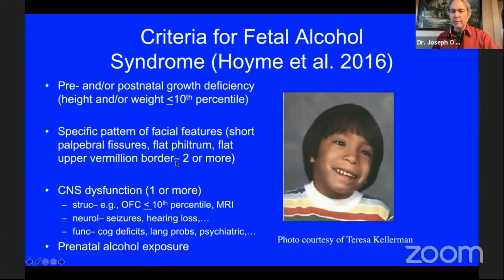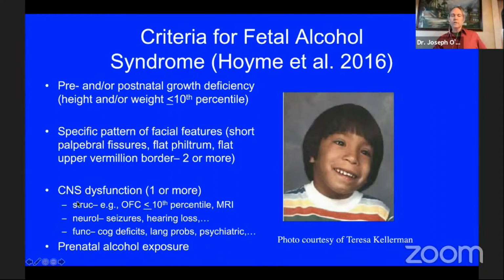The third one of these 3 facial features is a flat upper vermilion border, basically the upper lip, whether the upper lip is curved or flat, and for this child, it's quite flat. So he would have 2 or more features. He would meet this criterion.